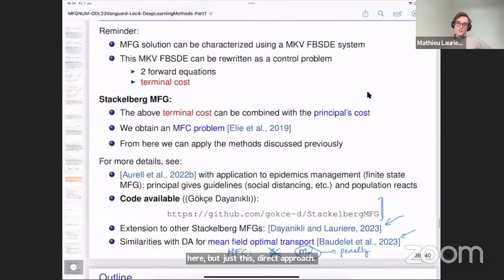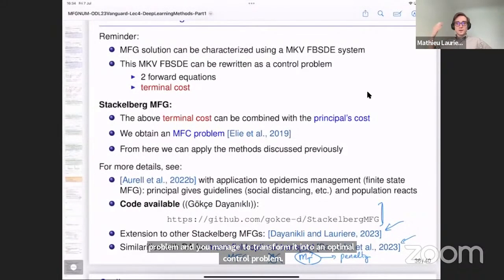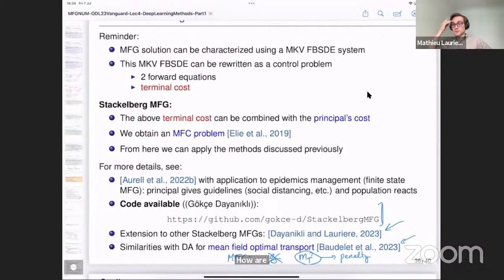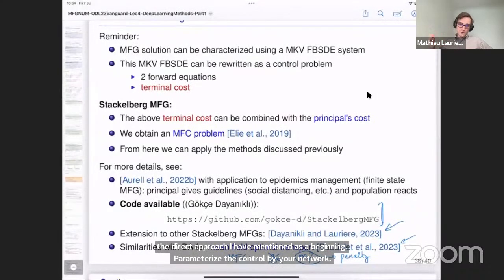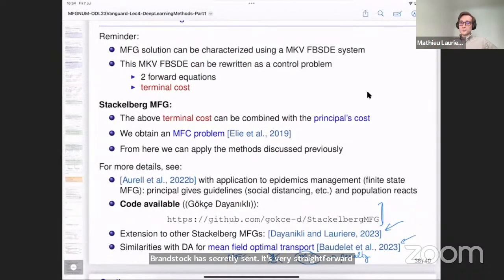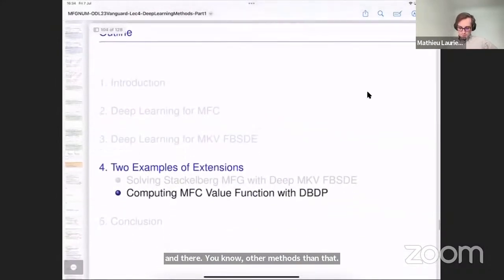So again, the bottom line is that if you have a problem and you manage to transform it into an optimal control problem or a mean field control problem, then you can apply the direct approach I have mentioned at the beginning. Parameterize the control by a neural network, run stochastic gradient descent. It's very straightforward, and there are other methods than that, but this one is quite convenient to implement.